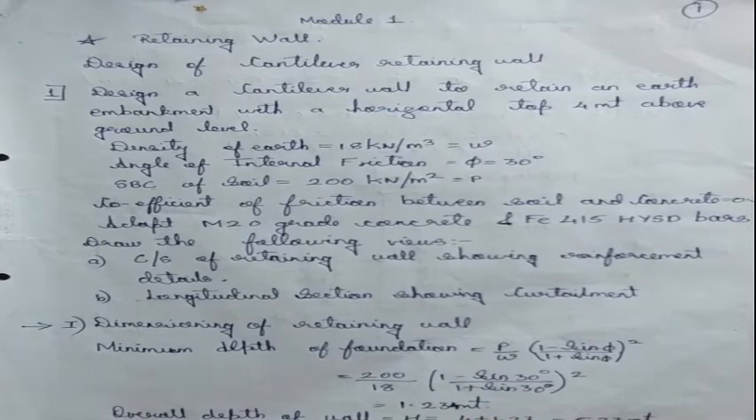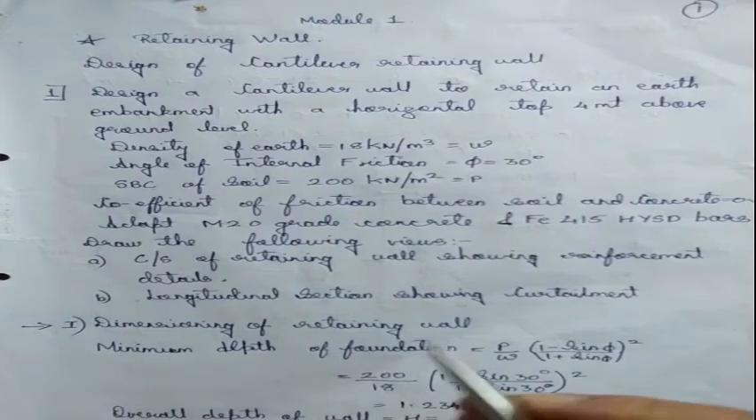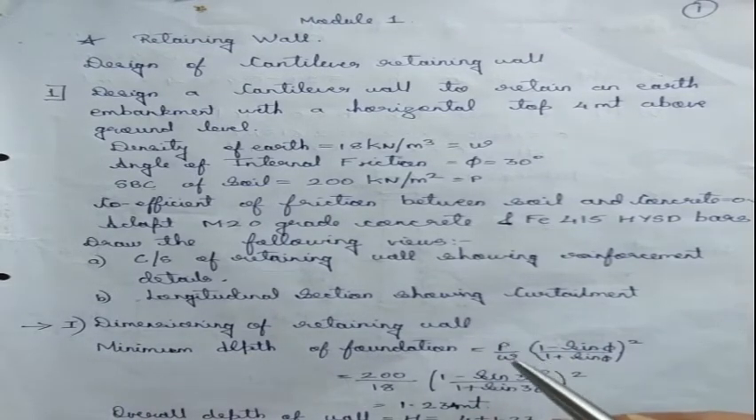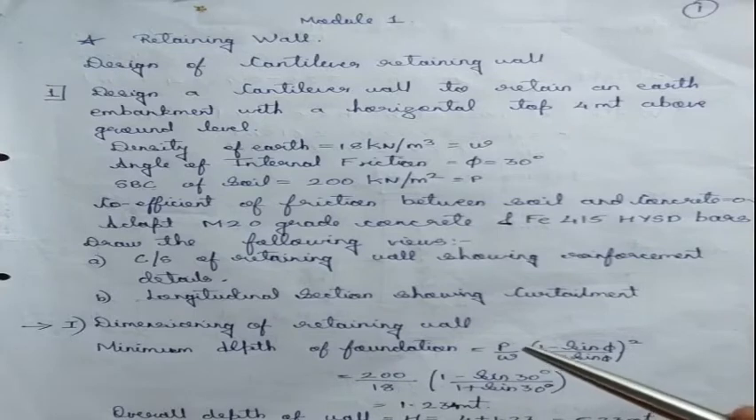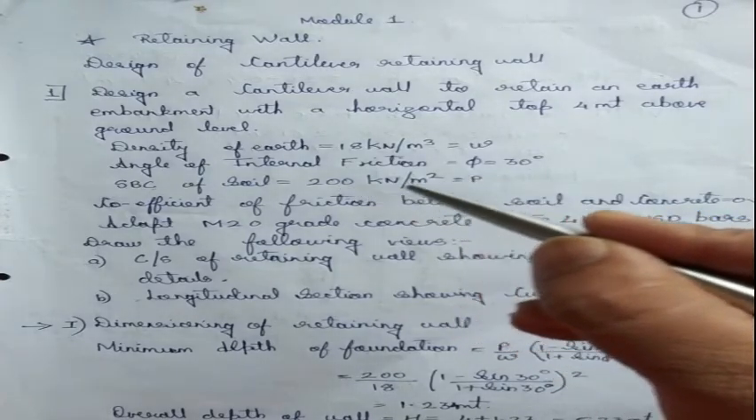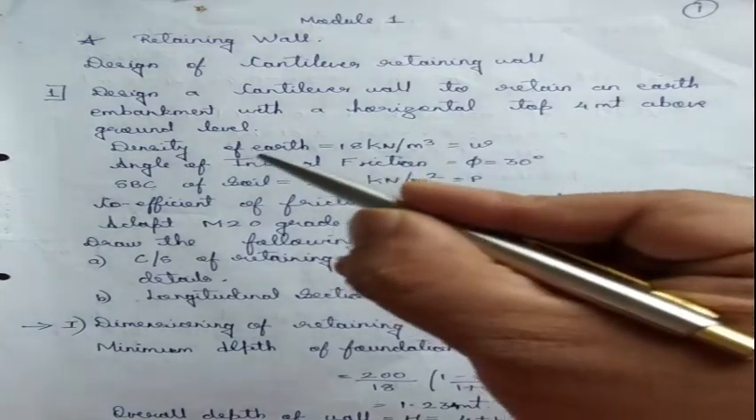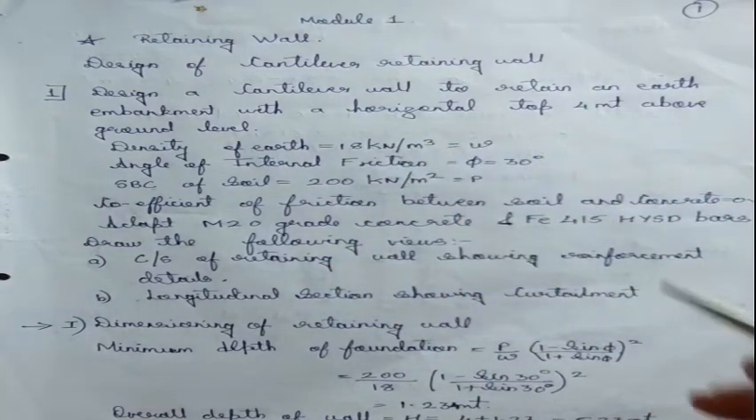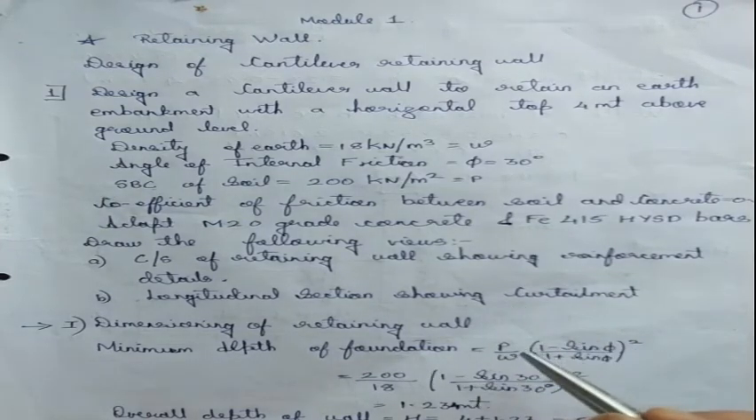Now, first the depth of the foundation is to be defined, that means from the ground level below how much. So, the minimum depth of the foundation is given by this formula, which is P by W into (1 minus sin phi divided by 1 plus sin phi) the whole square. So, this is the formula used to find out the minimum depth of the foundation. So, already we know that P is nothing but the SBC of soil, which you are having as 200, W is nothing but the density of the soil, 18, and phi, angle of internal friction, is given. So, substituting, P is 200, W is 18, phi is 30.